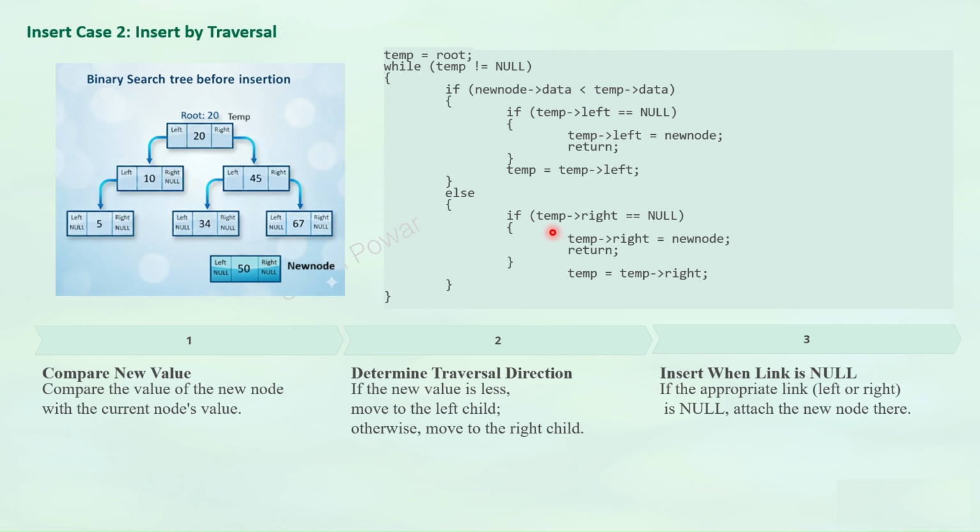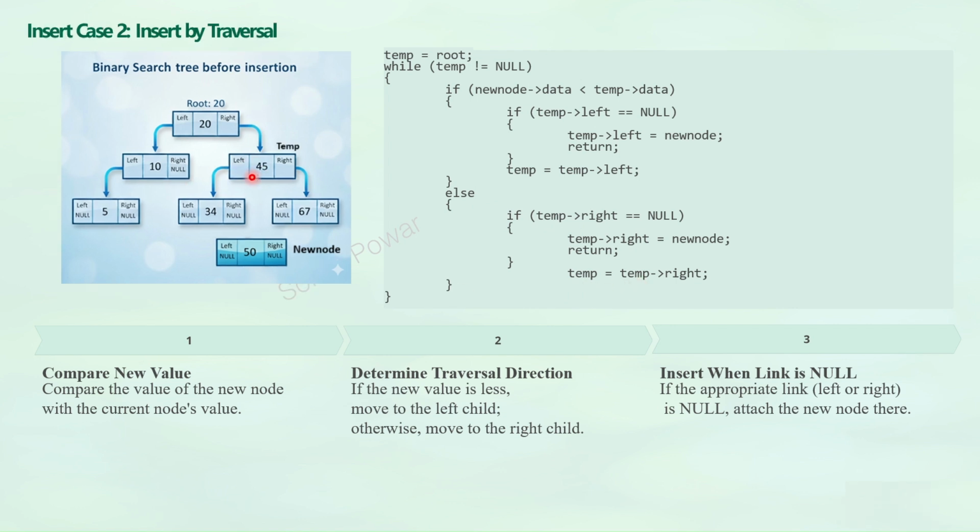In the else, they will check the right of the temp. Now right of the temp is not null, so this condition is false, so they will move towards the right side of the temp. Now temp will go to the 45. Now 45 and 50 will be compared. So here it is greater than this temp data, so they will go into the else part. Now they will check the right side of the temp.